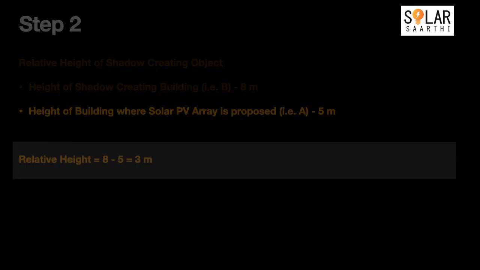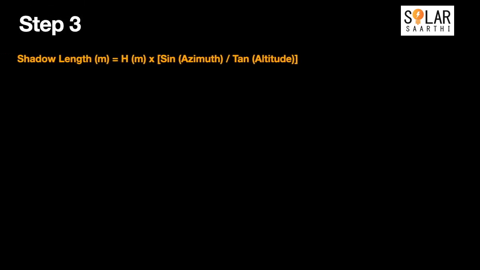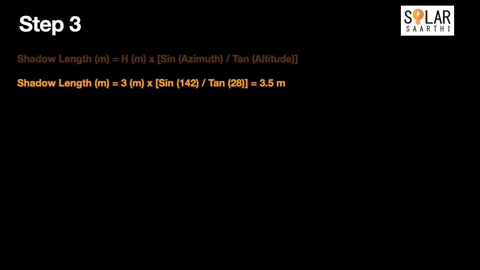Now moving to the final step, to calculate the shadow length, we'll use this formula, that is h multiplied by sine azimuth divided by tan altitude. Now since we have all those values, we'll put those values here. So relative height was 3 meters here, sine of 142 degrees and tan of 28 degrees. Please take care that the angles that you are taking are in degrees. So the total shadow length by using this formula comes out to be 3.5 meter.